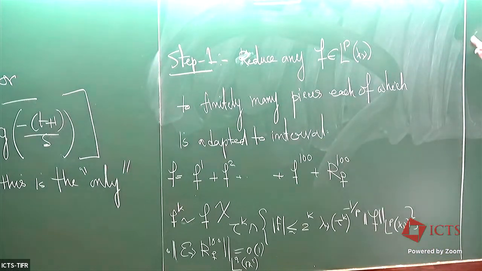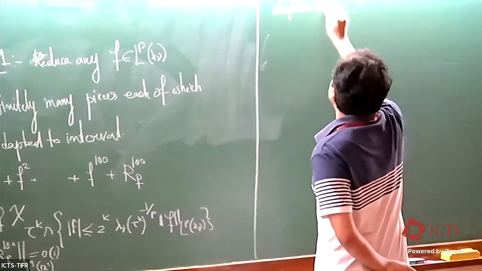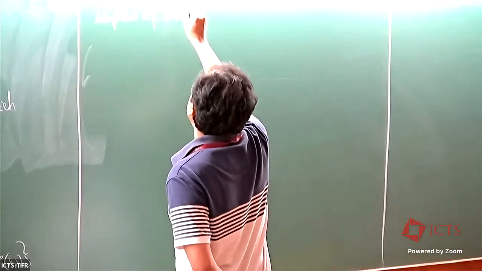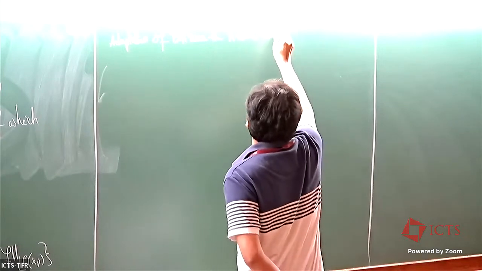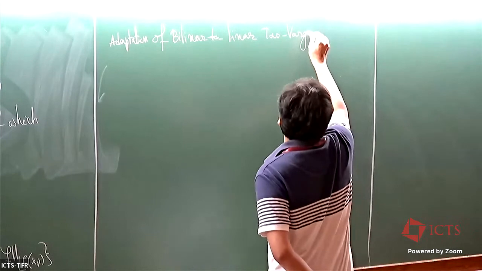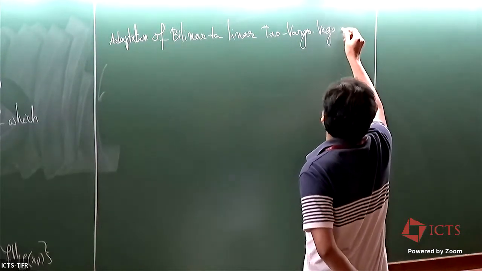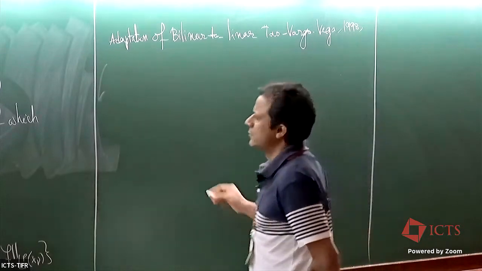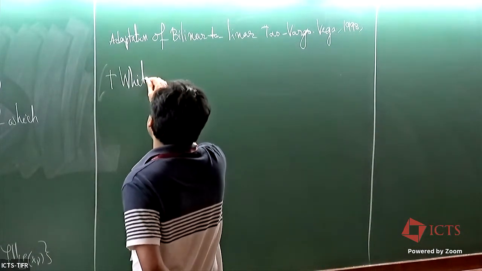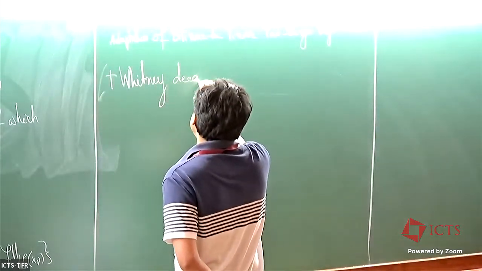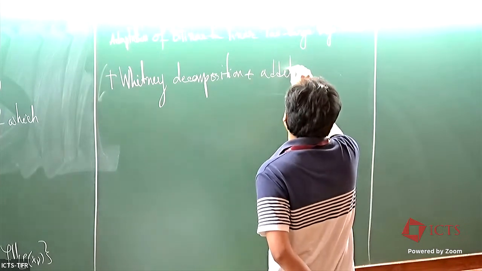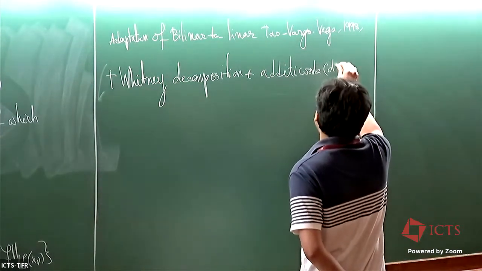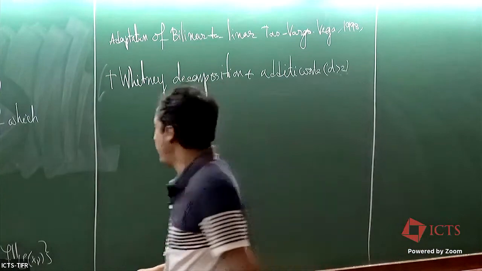So the basic idea is an adaptation of the bilinear to linear argument of Tao, Vargas and Vega for the paraboloid, I think it was from 1998, coupled with Whitney decomposition, plus some additional work in higher dimension, when d is bigger than 2. But in this case, we're looking at R^2. Okay, so what's the idea here?